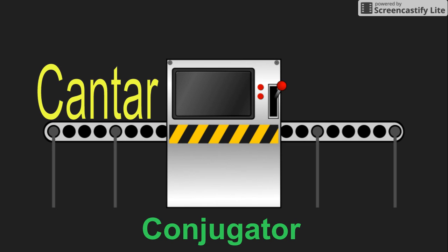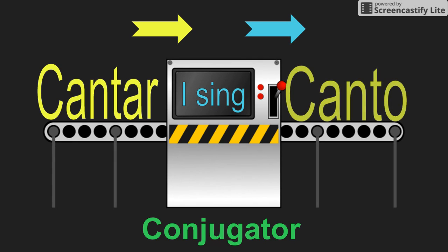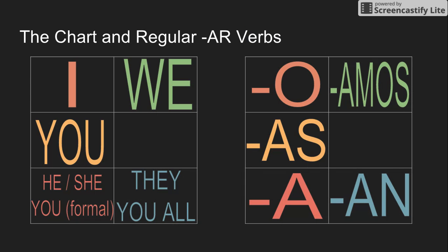But if I just wanted to talk about how she sings well, or the fact that I sing in general, cantar becomes kind of useless for me. I've got to do something with it. So I run it through the conjugator. Let's use I sing. When I put it through here, out the other end, I should have a similar word, but different enough that it will tell me we're talking about me singing. Canto. Cantar became yo canto. And that's the way the conjugator works. It's just a simple process of changing the word enough to really specify who you're talking about.